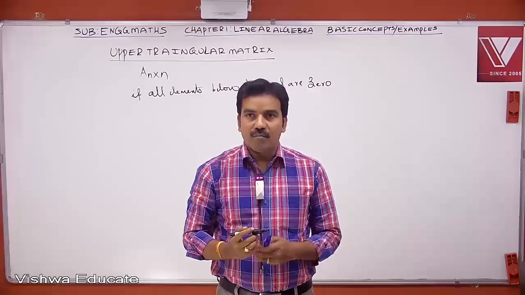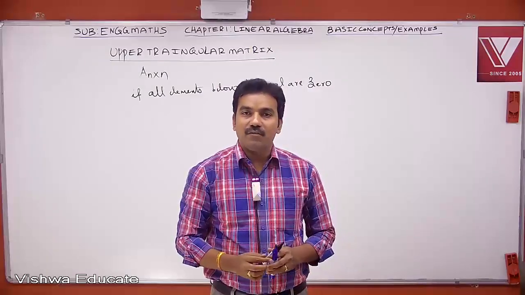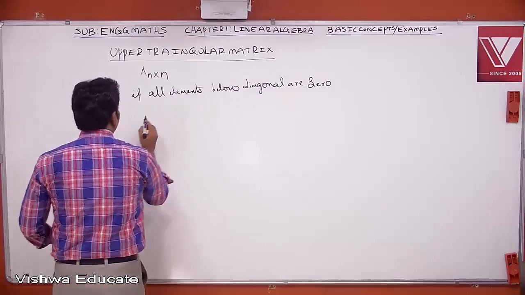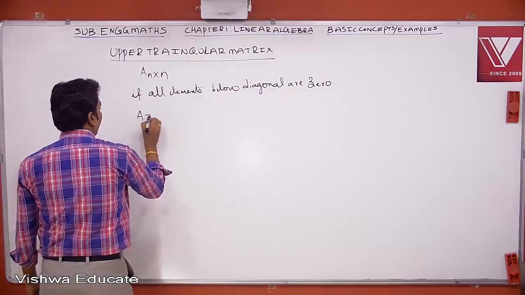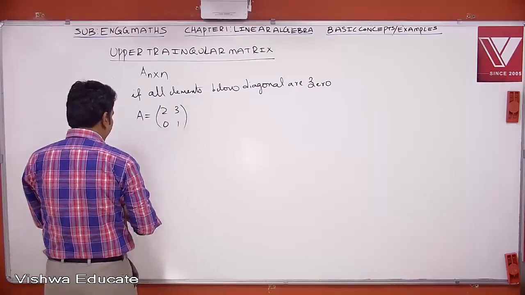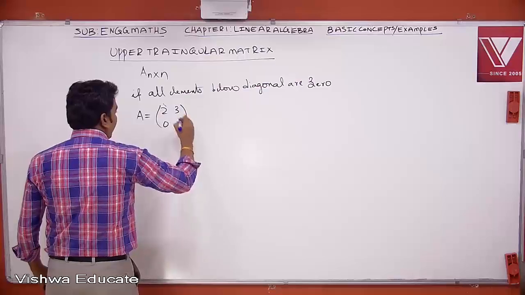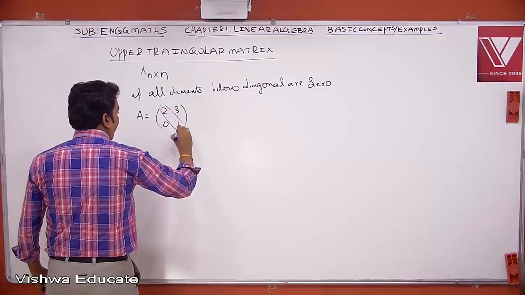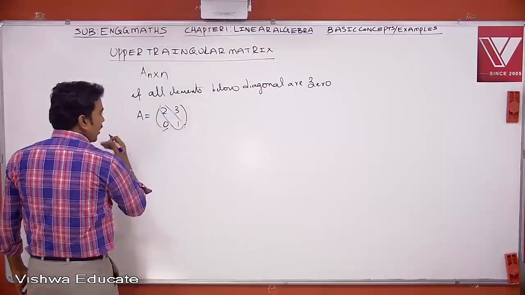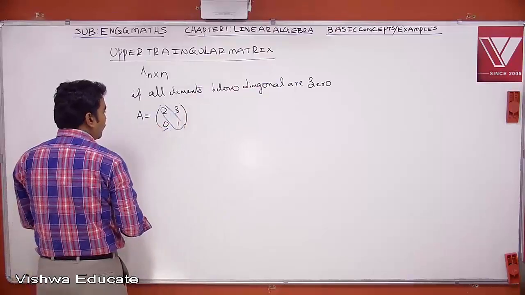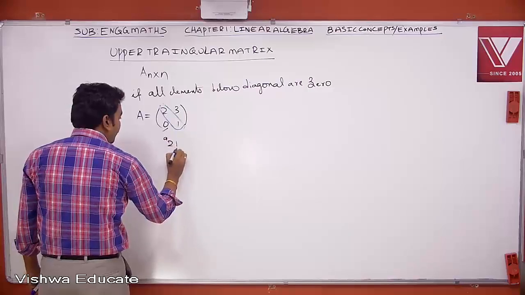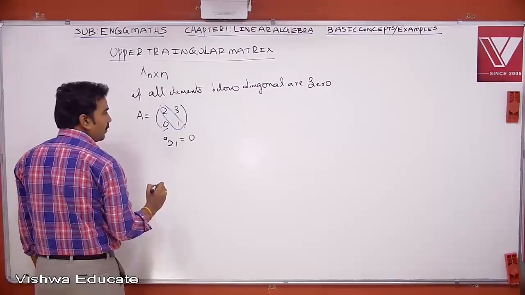Now let us discuss an example followed by the mathematical equivalent definition of upper triangular matrix. Suppose I have a matrix like this, A equal to 2, 3, 0, 1. Now in this case, these are my principal diagonal elements 2, 1. Now this element which lies below the diagonal is 0. What is the position of this element? This is the first element in the second row. That is, this is A21 equal to 0.